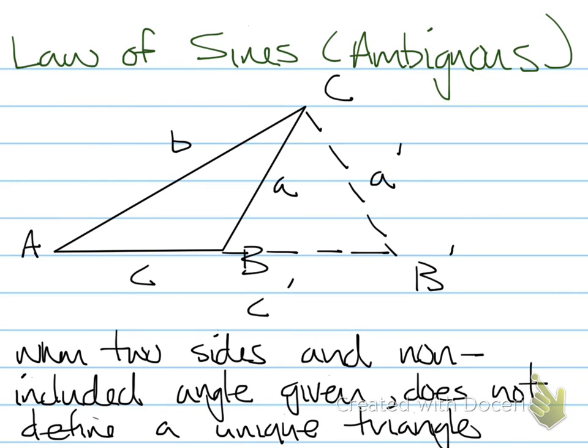This lesson we're going to be looking at the ambiguous cases of law of sines. Whenever you have two sides and a non-included angle given, it doesn't necessarily define a unique triangle. As in the figure, if you have the measure of angle A and you're given the measure of sides a and b, then side a can either be as it is in the solid segment, or a could be the dashed segment in the figure.